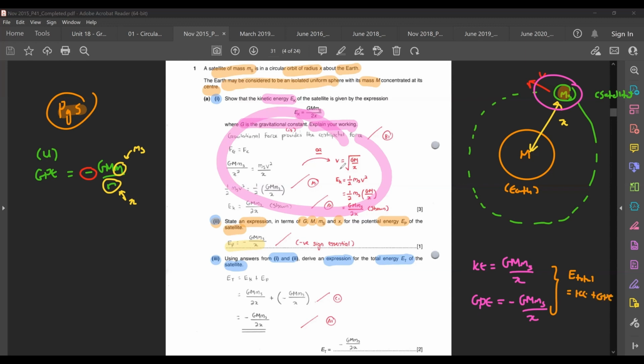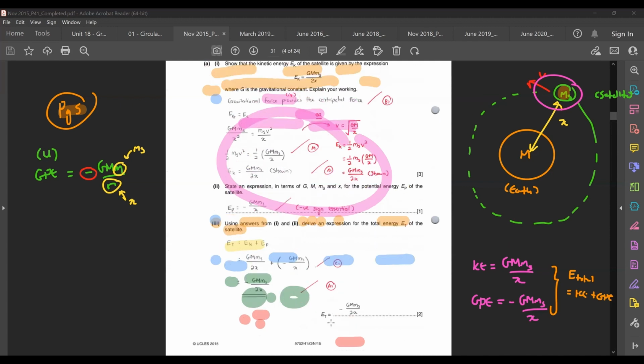So that's why here your working is ET equals EK plus EP. EK is this one, plus negative GMMS over X. You solve for that expression and you're going to get negative GMMS over 2X. So this is the expression for total energy of the satellite. Okay, so this is pretty straightforward.